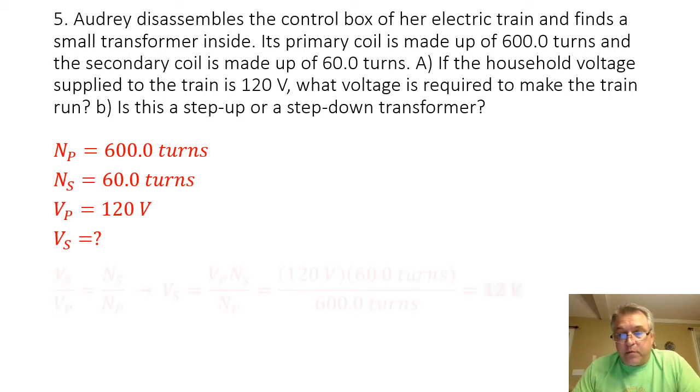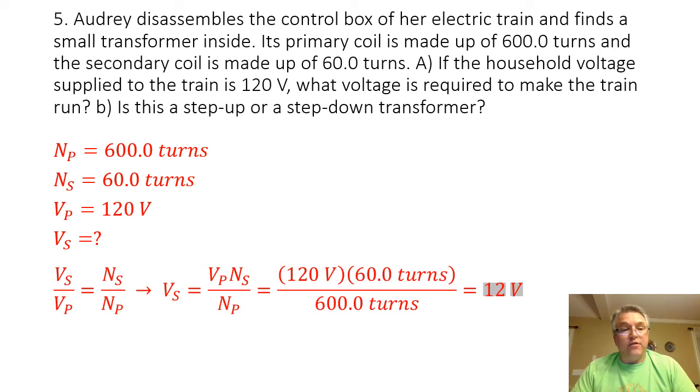Again, I use my transformer formula, and I know that the ratio between the secondary voltage and the primary voltage is equal to the ratio between the number of turns on the secondary coil to the number of turns on the primary coil. As before, we will cross multiply, solving for the secondary voltage. I'm going to want to divide both sides by the primary number of turns, and I'm going to get VS equals VP times NS divided by NP. I plug my known values into that equation, and I'm going to have 12 volts on my secondary voltage.